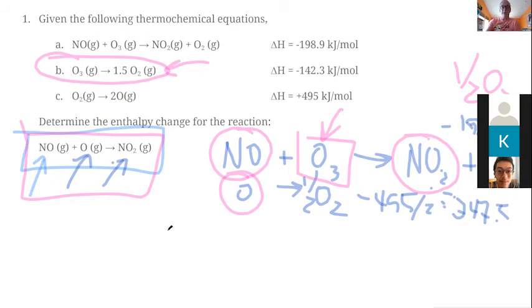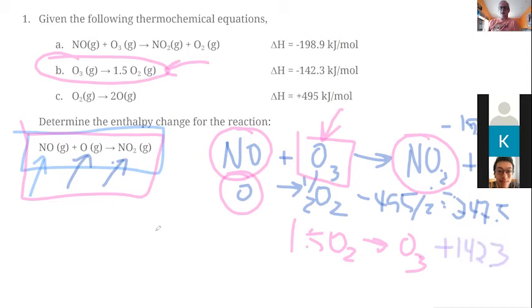So we flip this one around and we would have 1.5 moles of oxygen make 1 mole of ozone. So what's going to be the energy involved in that reaction? Positive 142.3. That's right. So the energy for that one is plus 142.3.